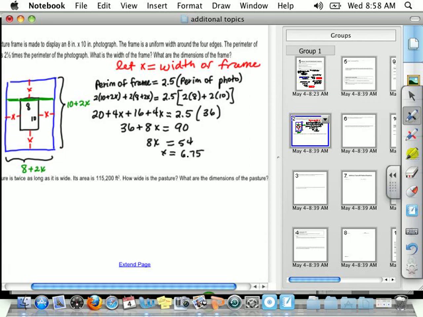All right, so if that's 6.75, that's the width of the frame. So that's in inches. All right, then find the other ones. So you want to find the dimensions of the frame.